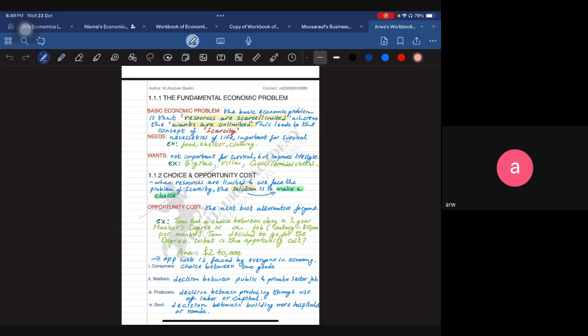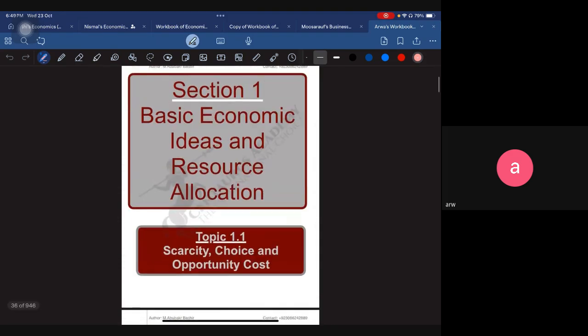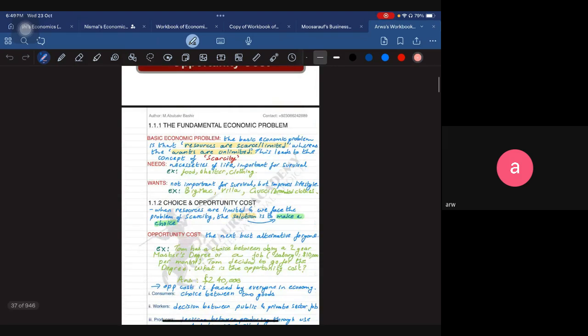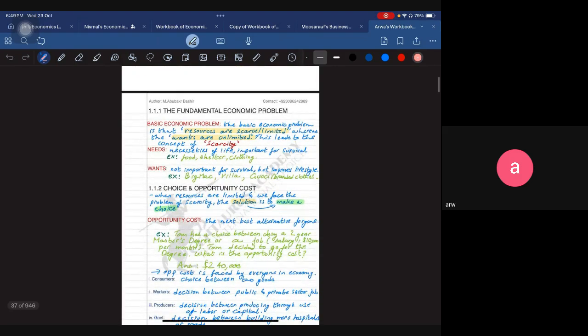First and foremost, let's talk about what we were discussing in the last class, a bit of a recap. We talked about the first chapter, 1.1 scarcity, choice and opportunity cost. There we discussed the basic economic problem: resources are scarce or limited and wants are unlimited, which basically leads to the problem of scarcity.